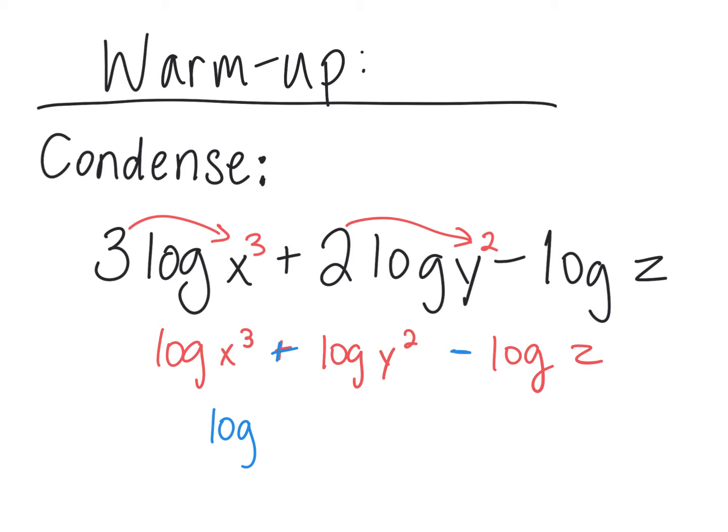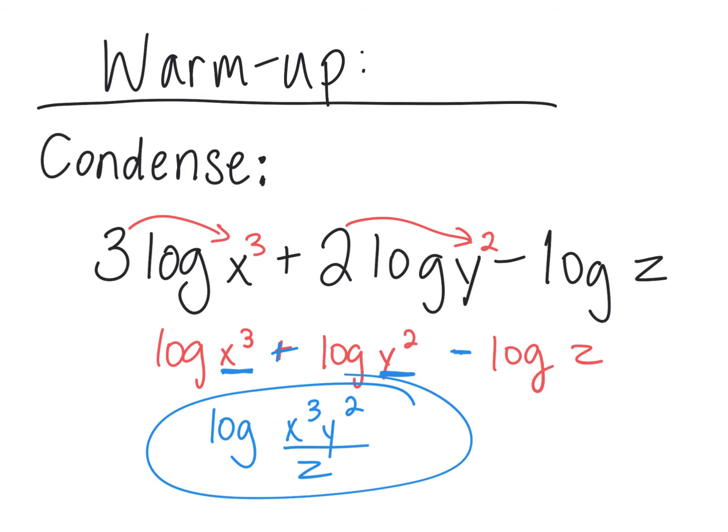I would change this plus sign to multiplication, right? So what am I multiplying? The whole thing, not just the exponent. So x cubed y squared. And then the subtraction sign means to divide, so I'm dividing by log z, or just z, because we don't have to rewrite the word log. That's it. That's all.